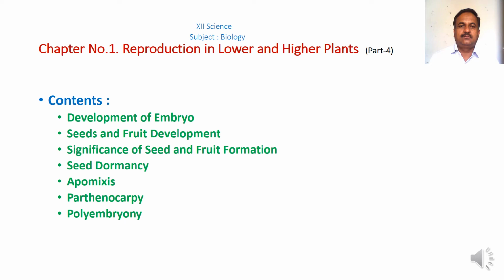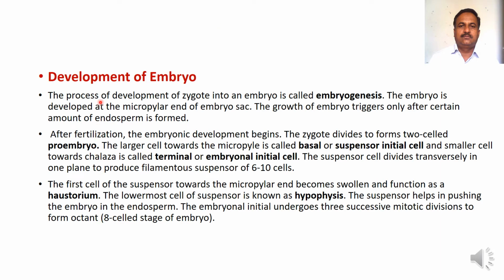Hello students, in the previous lecture we learned about the process of double fertilization, the significance of double fertilization, development of endosperm and types of endosperms. Today we discuss the development of embryo, seed and fruit development, significance of seed and fruit formation, then seed dormancy, apomixis, parthenocarpy and polyembryony. We start first with the development of embryo.